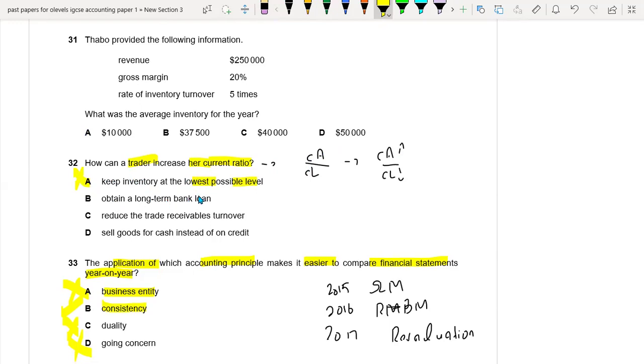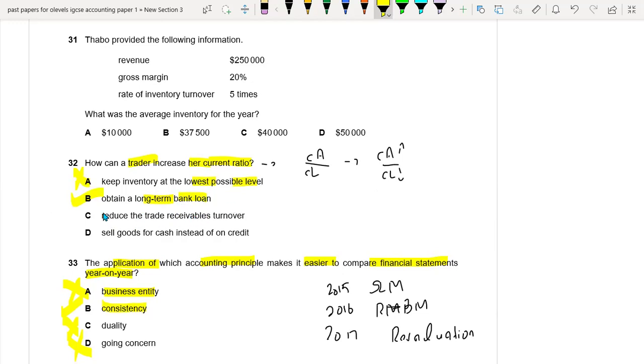Obtain a long-term bank loan. This can happen, because if you obtain a long-term bank loan, your current liability would not increase. Yes, there is interest maybe, but interest is not a liability, it is basically an expense. If you are taking out a bank loan, this would increase your non-current liability, not the current liability. The current liability is not increasing, but your bank balance would increase. So B option can be the right option.